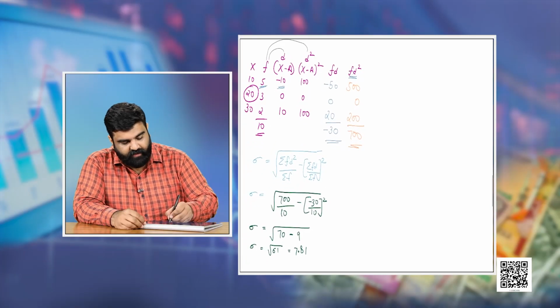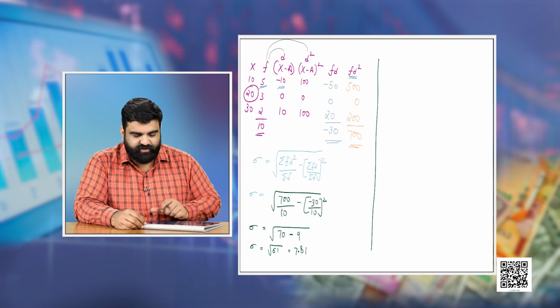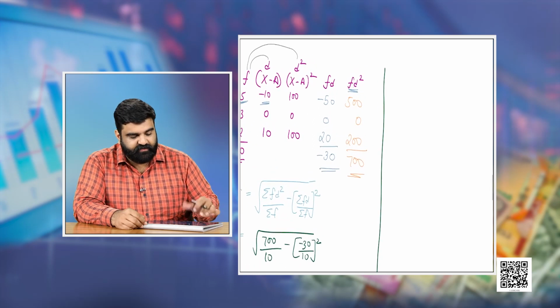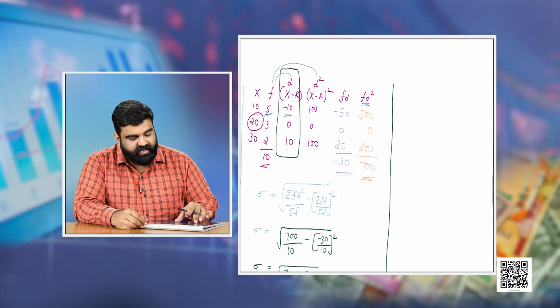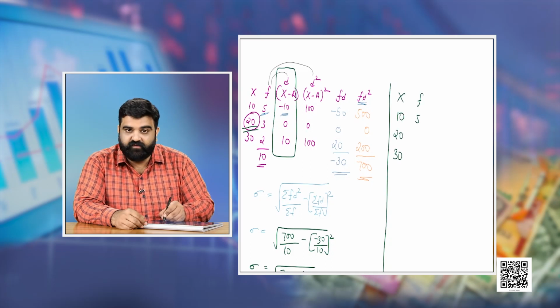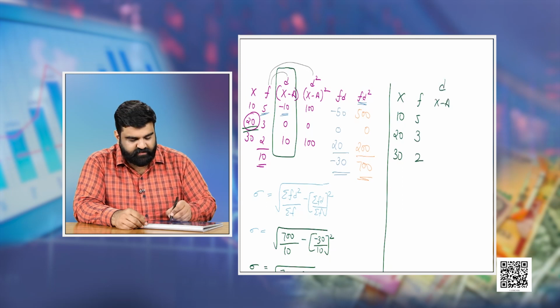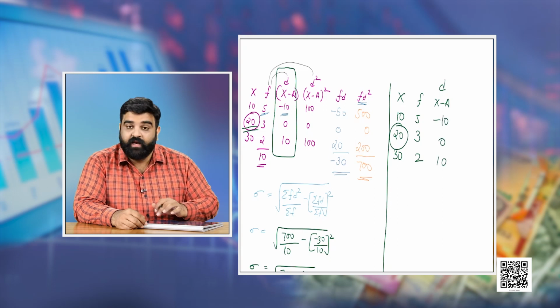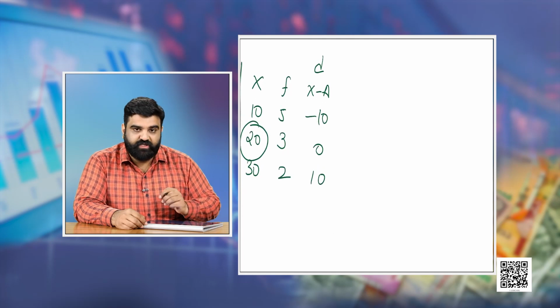Now, let us move ahead and calculate the same question from the step deviation method. Under the step deviation method, I will be using the steps followed here. I used 20 as the assumed mean. I am making the same columns 10, 20 and 30. I have the frequencies as 5, 3 and 2. Then I have the deviations, that is x minus a, assuming 20 to be the mean: minus 10, 0 and 10.